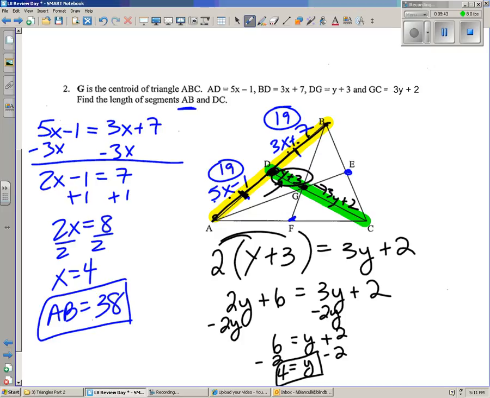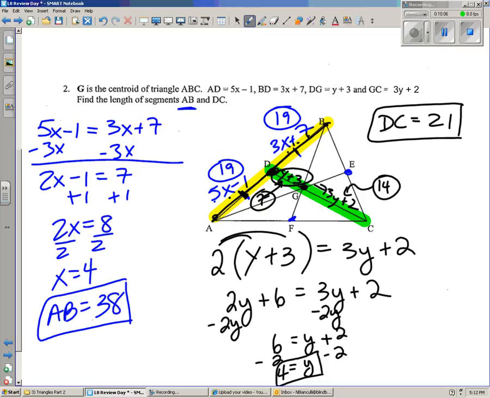That makes y plus 3 equal to 7. If that piece is 7, then you can either plug in the y or you can just multiply by 2, getting 14 for GC. And then DC is going to be this whole green segment, so 7 plus 14. So DC overall is 21. So the final answers to the question are AB is 38 and DC is 21.